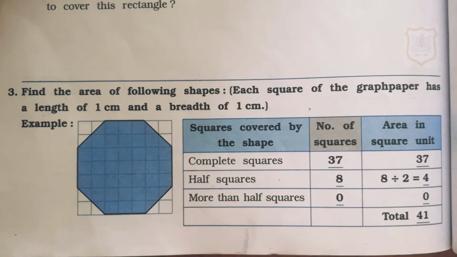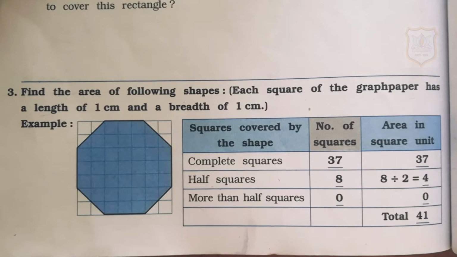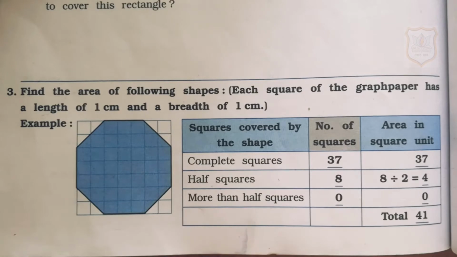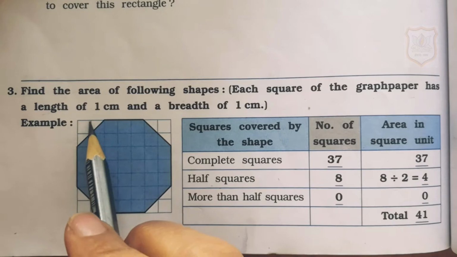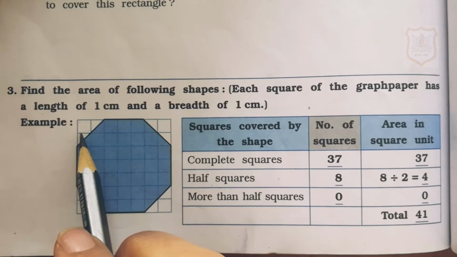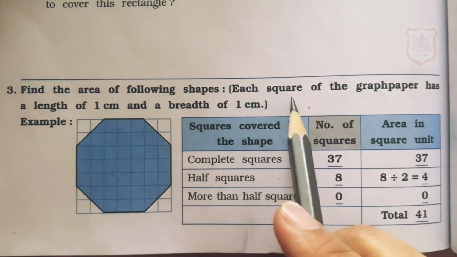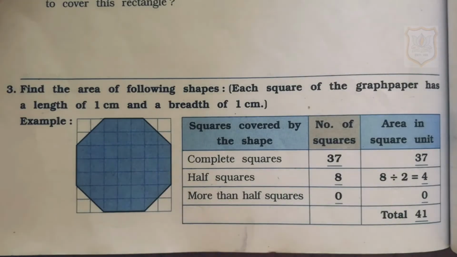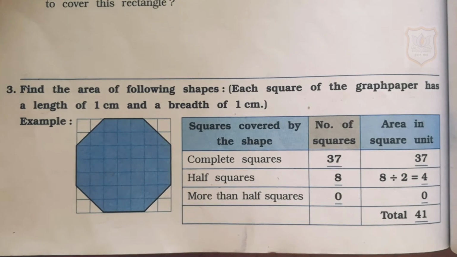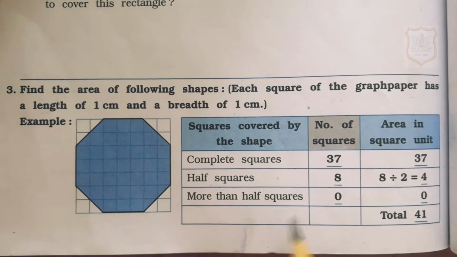Students, here we have to find the area of the shapes which are given. I've explained to you in my previous chapter how to find the area of different shapes with the help of graph paper. Here, you can see this is a complete square, and the measurement of this square is given here: each square of graph paper has a length of 1 centimeter and a breadth of 1 centimeter. So first we have to count how many complete squares, half squares and more than half squares are there.